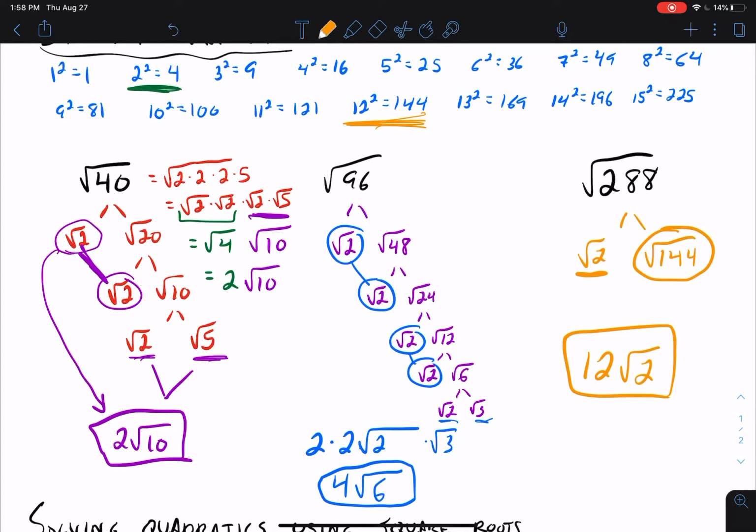You can, like in the first two examples, keep breaking down until you're at its, quote, prime factorization, and then the buddies get to come outside, whatever doesn't have a buddy stuck underneath. Or, like in the last example, you can try to find a perfect square.